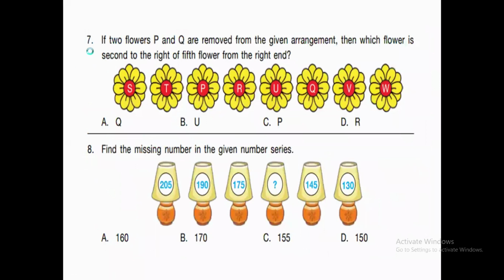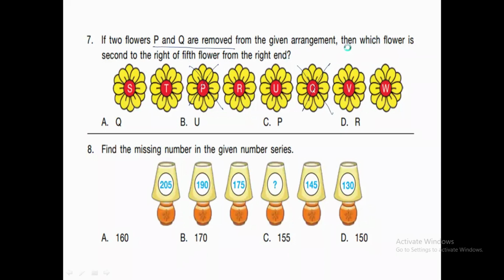Okay, let's move on to question number 7, which is: if two flowers P and Q are removed from the given arrangement. We have to remove P and Q from this series. So let me remove it. We removed P and we removed Q.